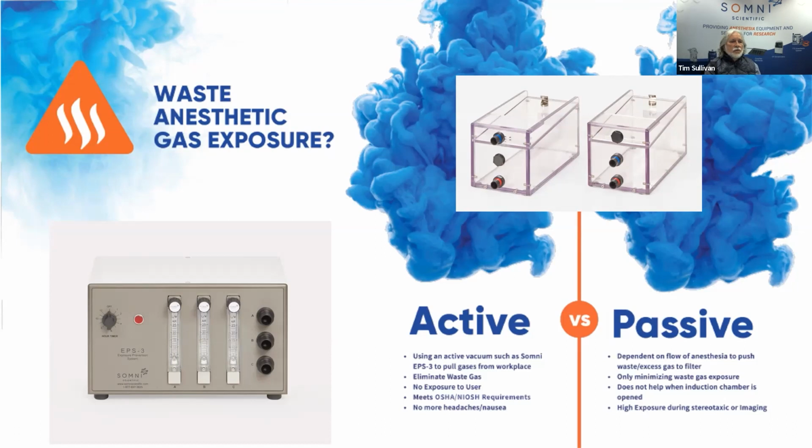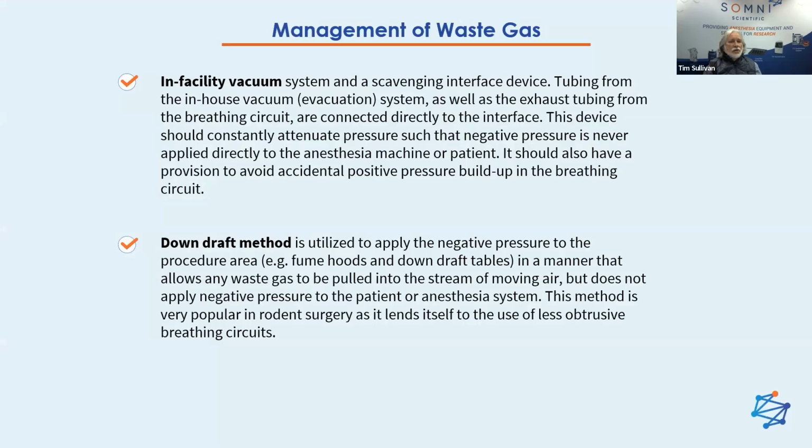So there's different types of active systems. One of the types is an in-house vacuum. Now, if the facility has an in-house vacuum, that's great. The thing you have to be aware of is you have to attenuate that negative flow. Most in-house vacuums have too strong of a negative flow to apply directly to different devices. So it has to be attenuated with a flow meter of some kind.